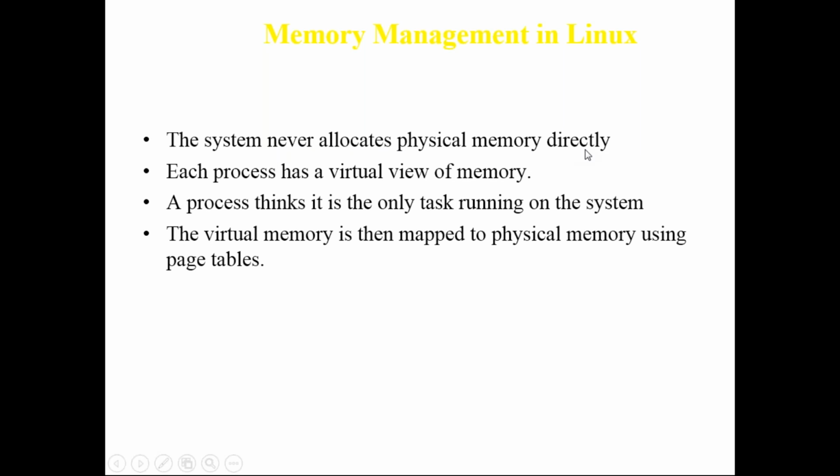The system never allocates any physical memory directly. Each process has its own virtual view of memory. The process thinks it is the only task running on the system, and virtual memory is then mapped to physical memory using the page tables. So all information is maintained in the form of a page table, and later on virtual memory is allocated with physical memory. So each process has its own memory to execute that process.